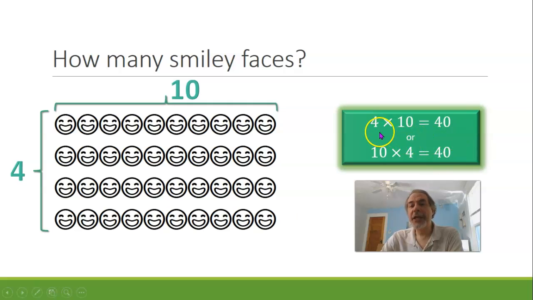By the way, the commutative property of multiplication is the official name for the fact that when you're multiplying two real numbers together, it doesn't matter which one's first and which one's second.